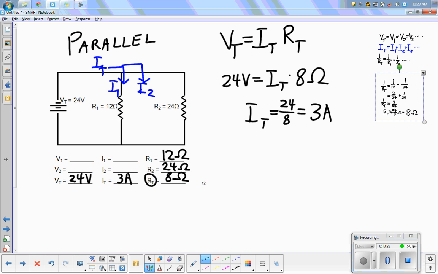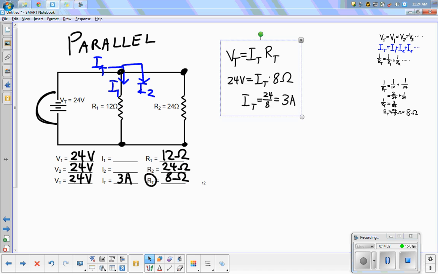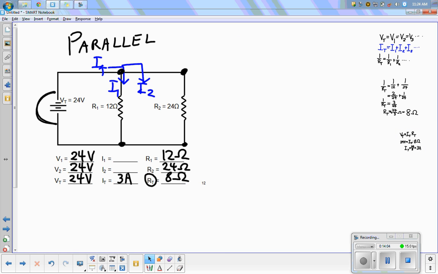What I do know is that the voltage from this point to this point is 24 volts. I know the voltage from this point to this point is 24 volts. Again, I know this from our simple rules for a parallel circuit. So using this information, I can solve for I1 and I2. I don't even need to know the total current, but it might come in handy to check that my I1 plus I2 sums up to my I total.